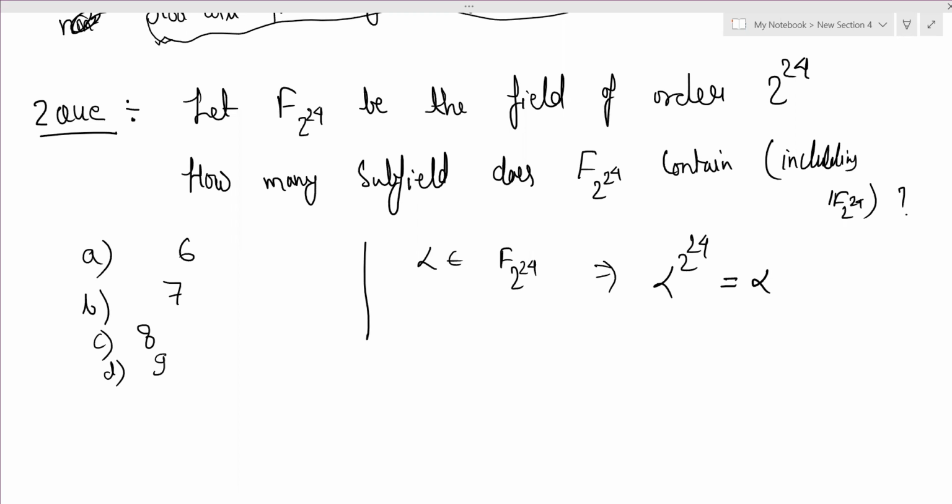No, in the options 6, 7, 8, 9 are there, no? Yeah, 24 we can write as 2 to the power 3 into 3. 2 times 4, 2 times 8, 3 times 8 is 24. Okay, correct.